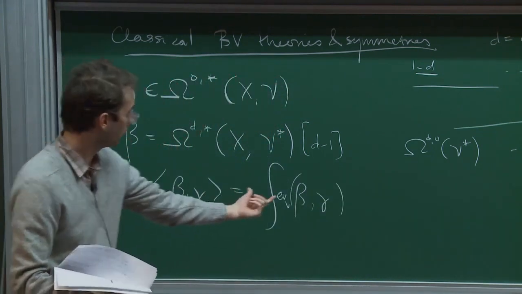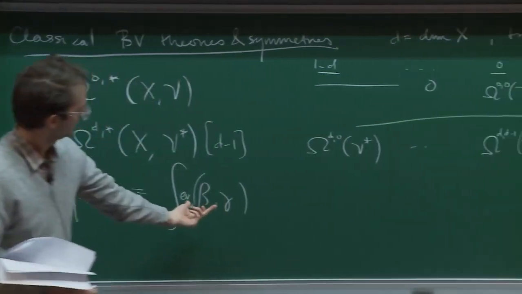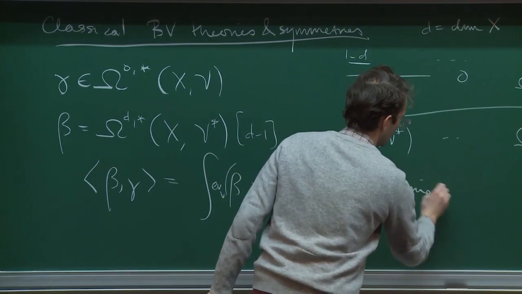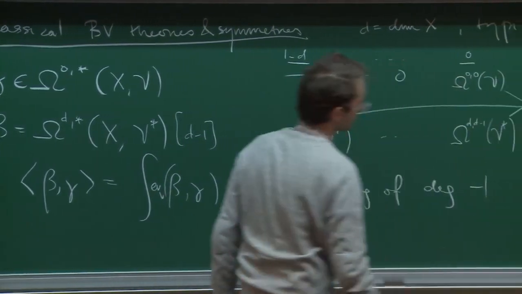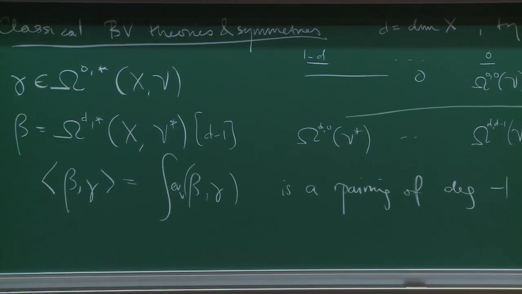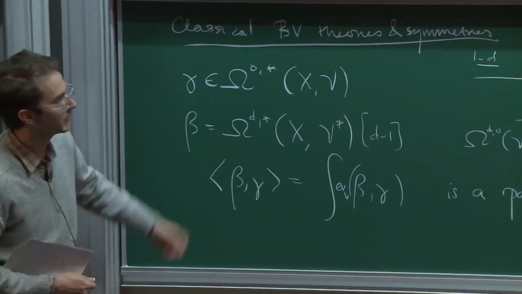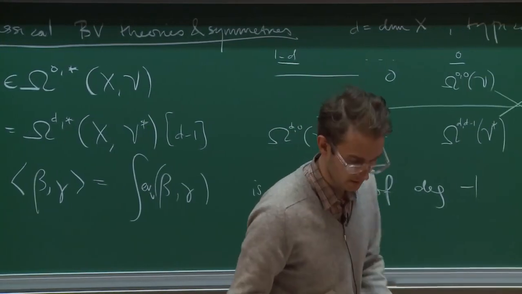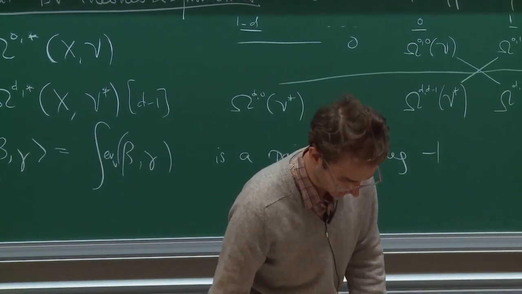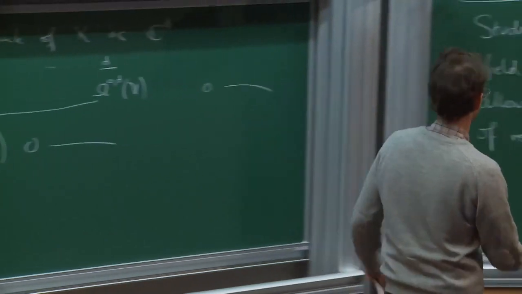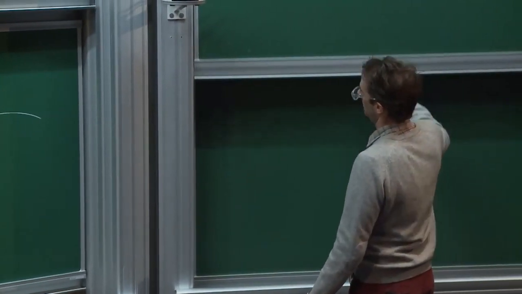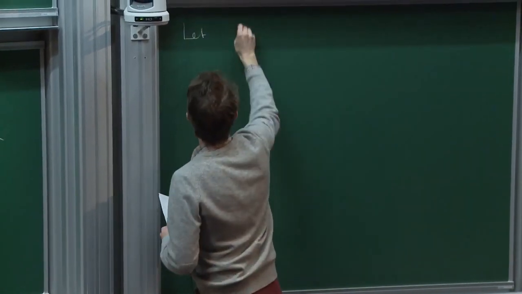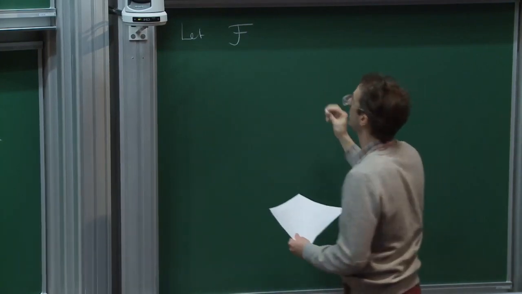You just wedge, using the evaluation pairing between V and V dual, to get a form. This is a pairing of degree -1. We think about it as providing this DG space of fields with a shifted symplectic structure. So let F denote this sheaf of fields.